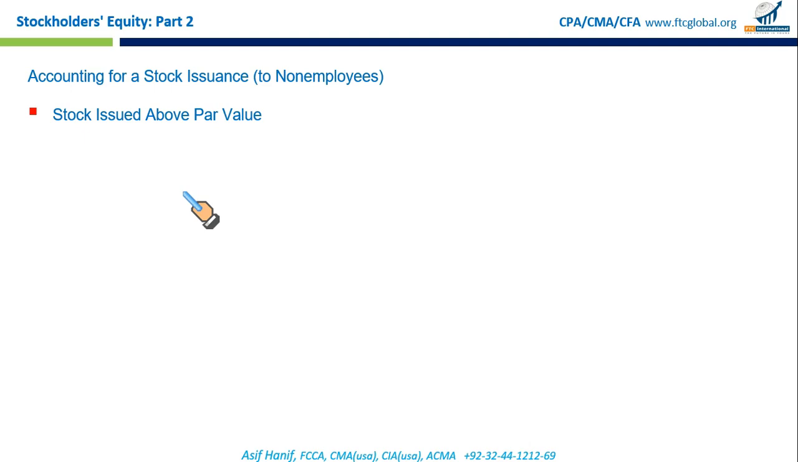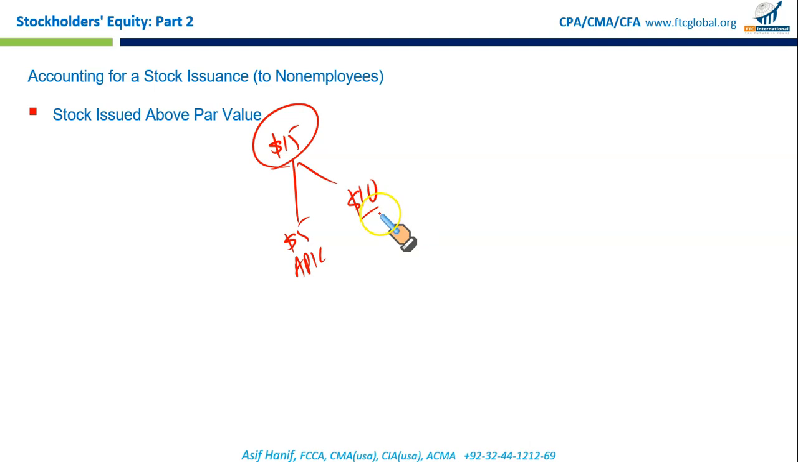Let's say the par value of the stock is $10 per share, but the company sells it for $15. So what happens? We receive $15. This goes to cash. This extra $5 goes to additional paid in capital, and the $10 goes to common stock. Simply, you debit cash, credit common stock, and credit additional paid in capital.